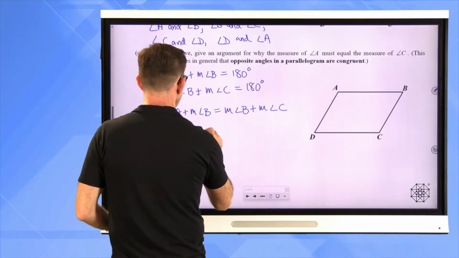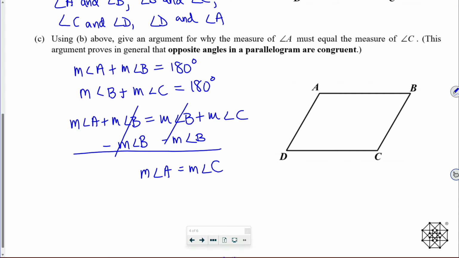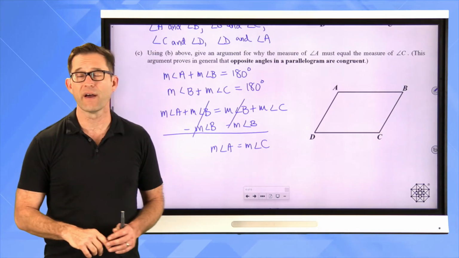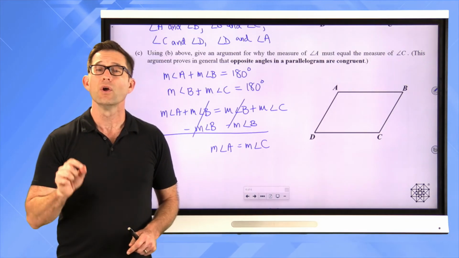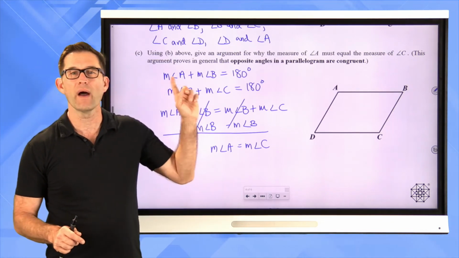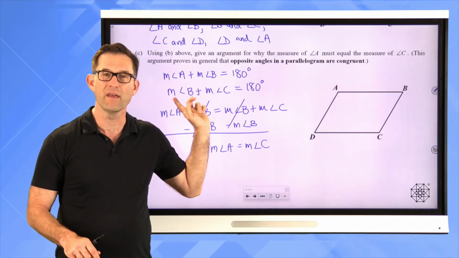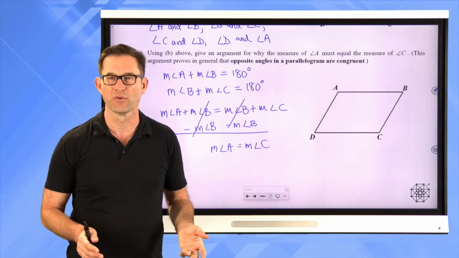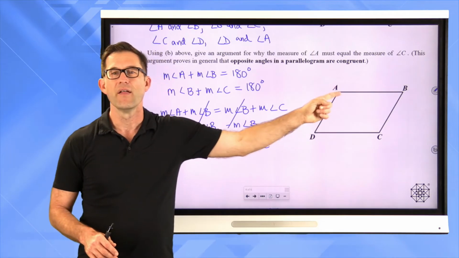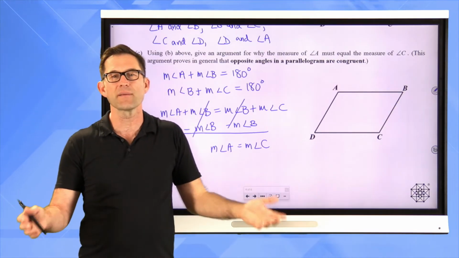And then I could just subtract the measure of angle B from both sides of this equation. And when I do that, I find the measure of angle A is equal to the measure of angle C. This is very similar, in fact, I would hesitate to say identical, to how we prove that vertical angles have the same measure. Basically it boils down to this: if two angles are supplementary to the same angle, so both A and C are supplements of angle B, then they have to be congruent to each other. If angle B is 30 degrees, then angle A is 150 degrees and angle C is 150 degrees, because they all have to add up to 180.